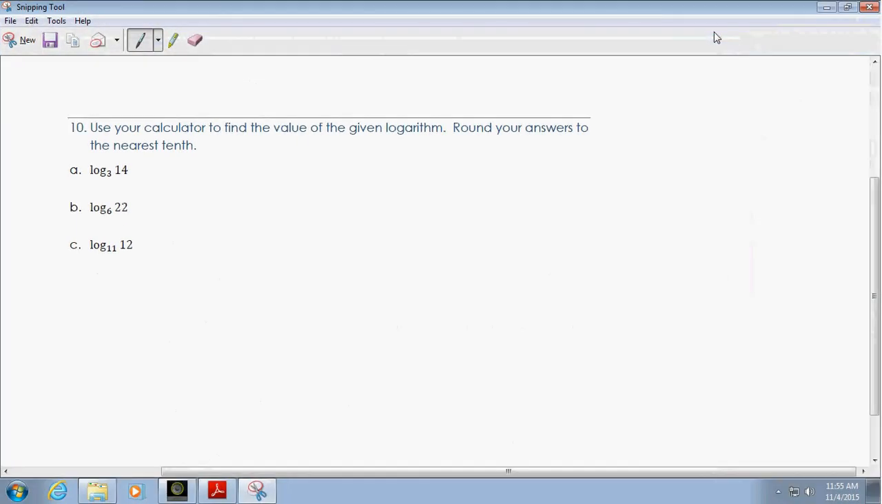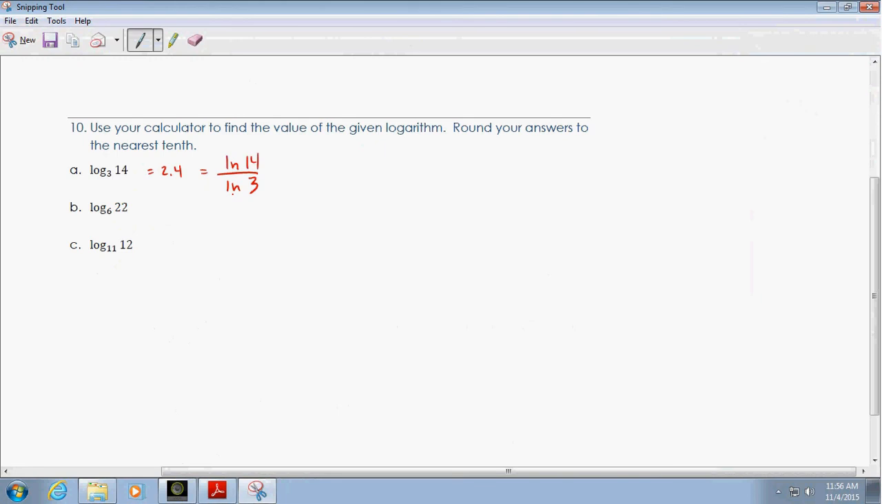Use your calculator to find the value of the given log. So it's log base 3 of 14. They can't. You just change the base. Well, some do. But if you don't, what do you do? You use the fact that this is natural log of 14 divided by natural log of 3. Remember, it's the argument over the base. And then use the calculator to do natural log of 14 divided by natural log of 3. 2.4. Okay? And you can use natural log or common log, either one. You should get the same answer.